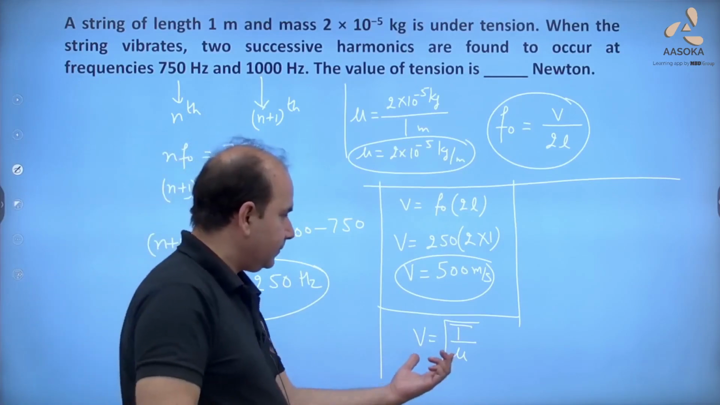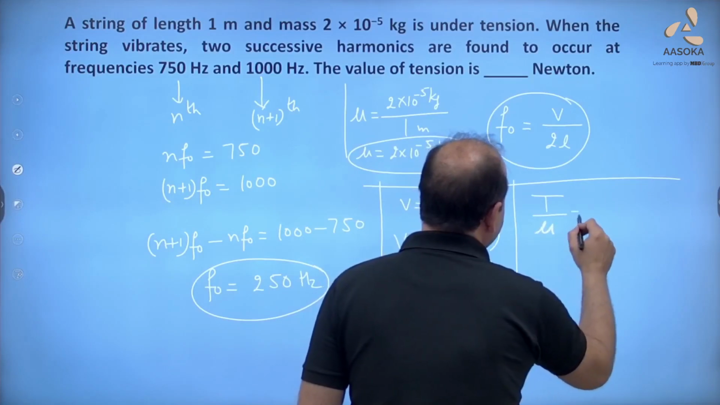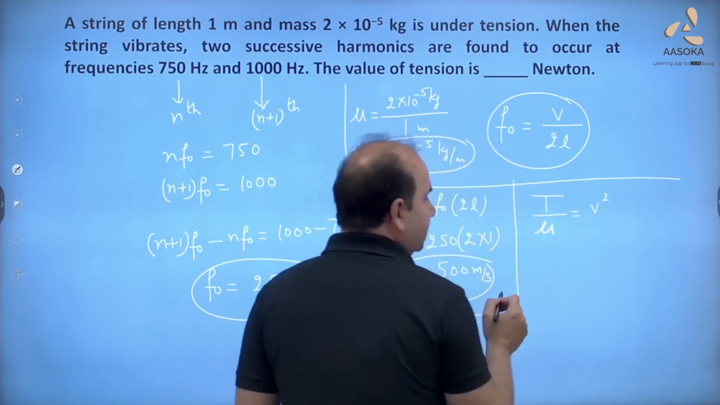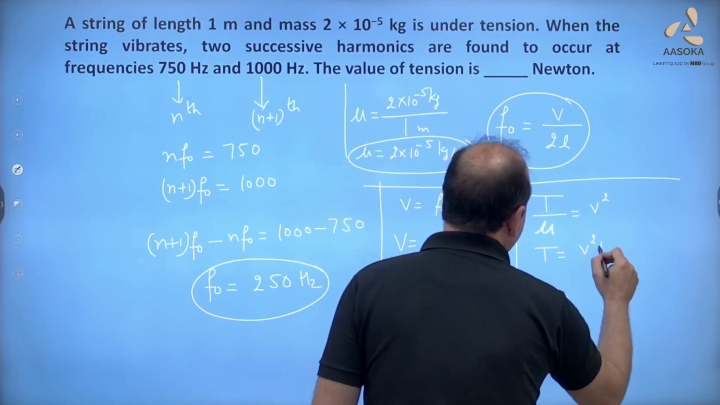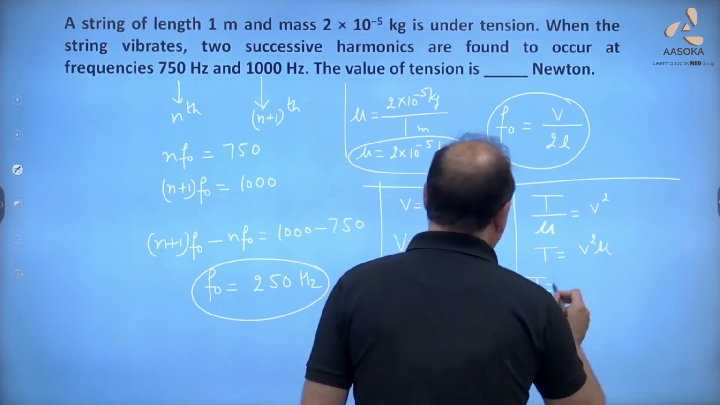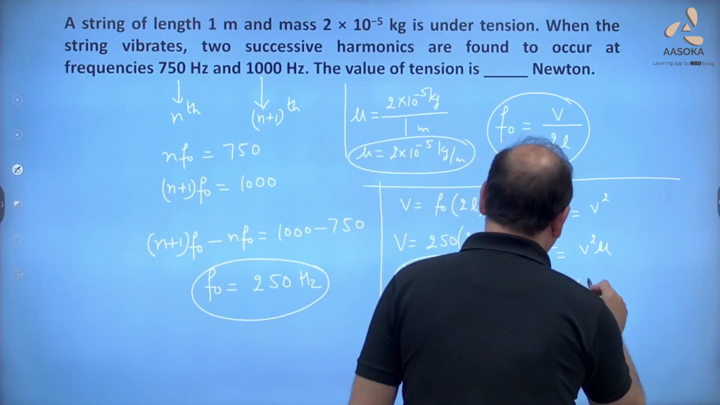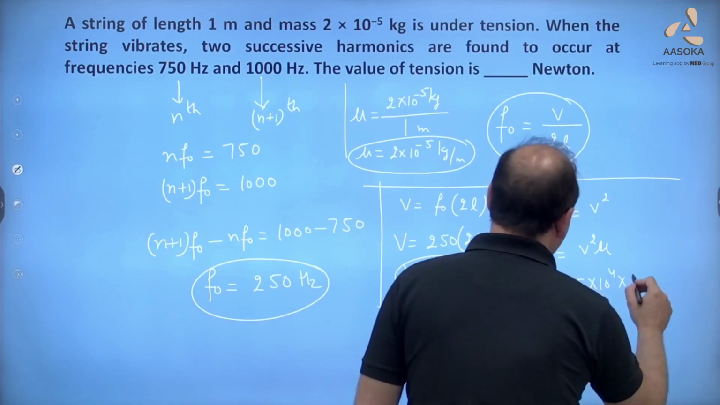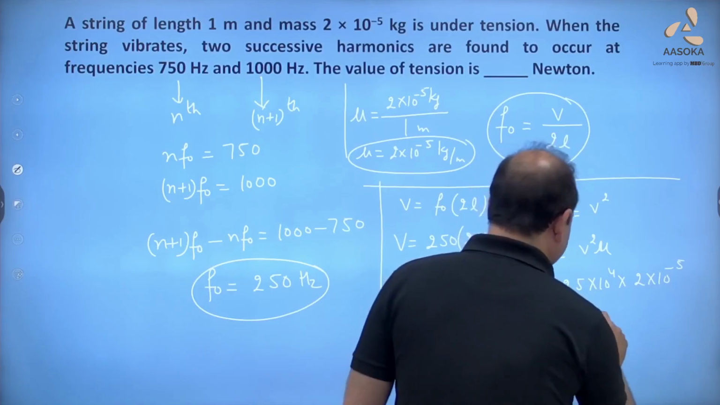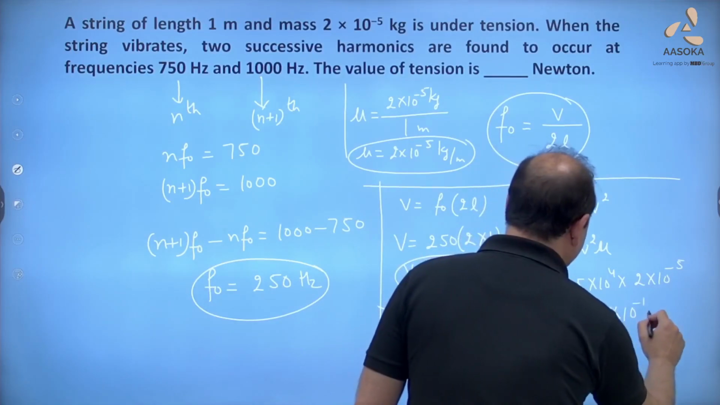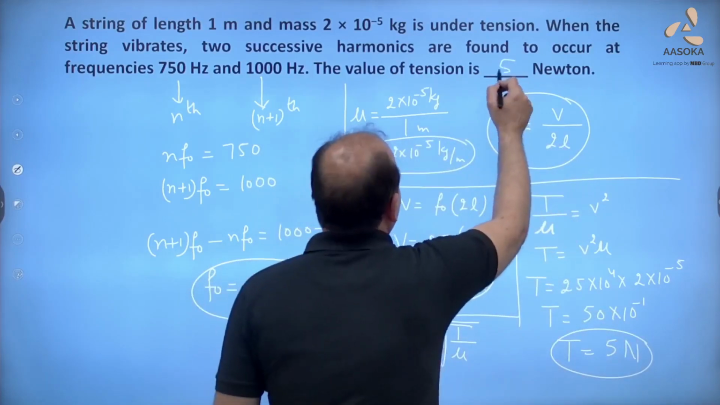Now if we square this, we can write tension upon linear mass density mu is equal to the square of speed of transverse wave on the string. So T is V square into mu. So tension is V square into mu. V is this; squaring it we get 25 into 10 raised to power 4. Mu is 2 into 10 to the minus 5. So we have 50 into 10 raised to power minus 1. So tension is 5 Newton. So tension in this string is 5 Newton.